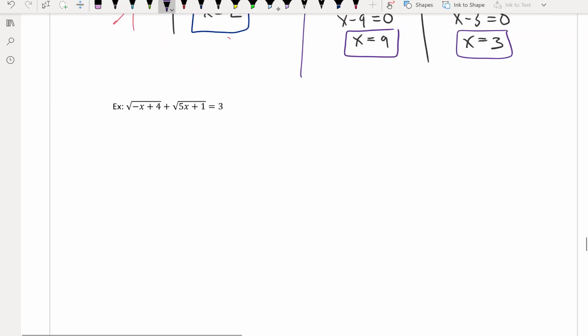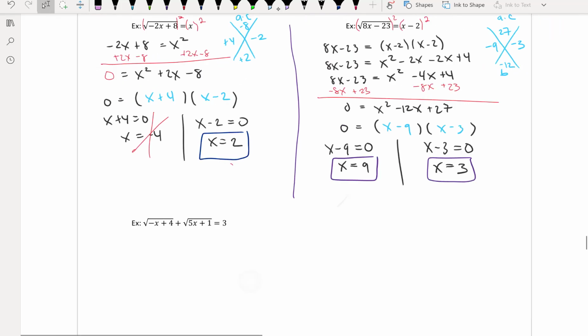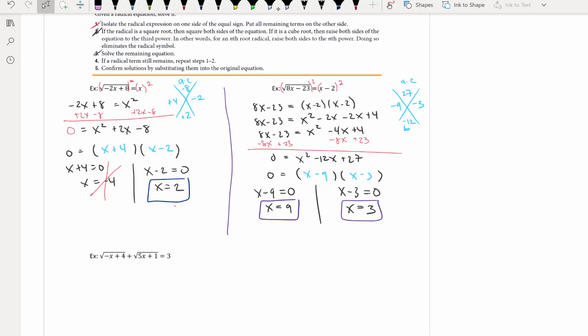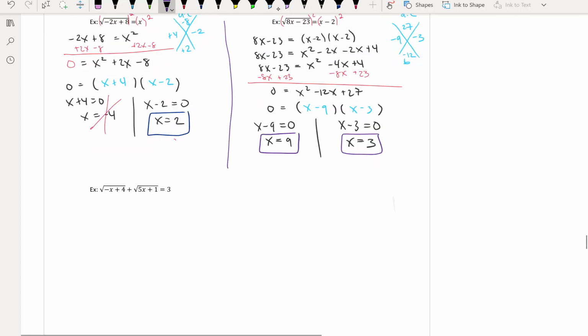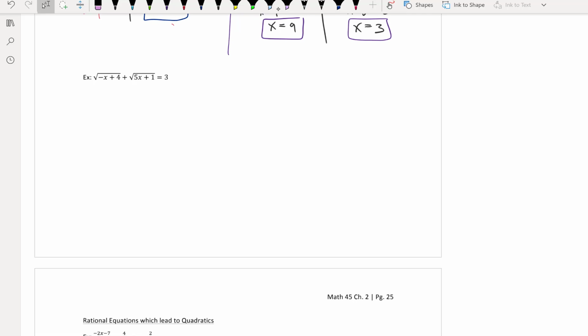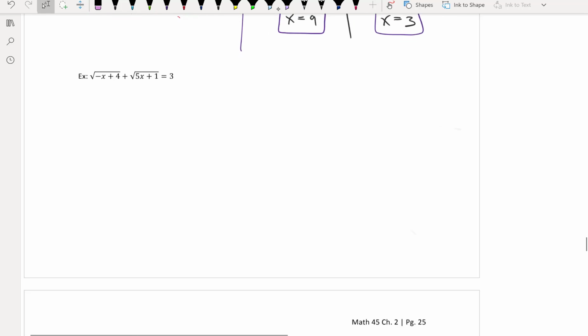Okay, now for this one, this last problem here. For this one, you have to be really careful. What's different between this one and the other two, if you want to just take a little snapshot of it, is that here, for this example, you have two radical expressions, versus in the first two, you only have one. So this one, I'm going to write as small as possible, and may even have to use some of this extra space over to the side. There's a lot going on here.